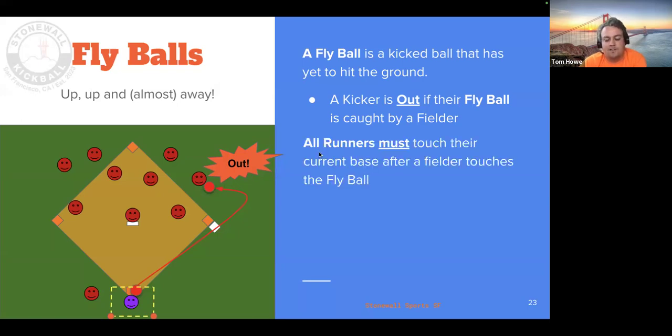So all runners, in the event that this happens, must touch their current base after a fielder makes contact with the fly ball. So the ball is up in the air and it hasn't touched the ground yet; once that ball either makes contact with the ground or a fielder touches it, the runners are free to run.